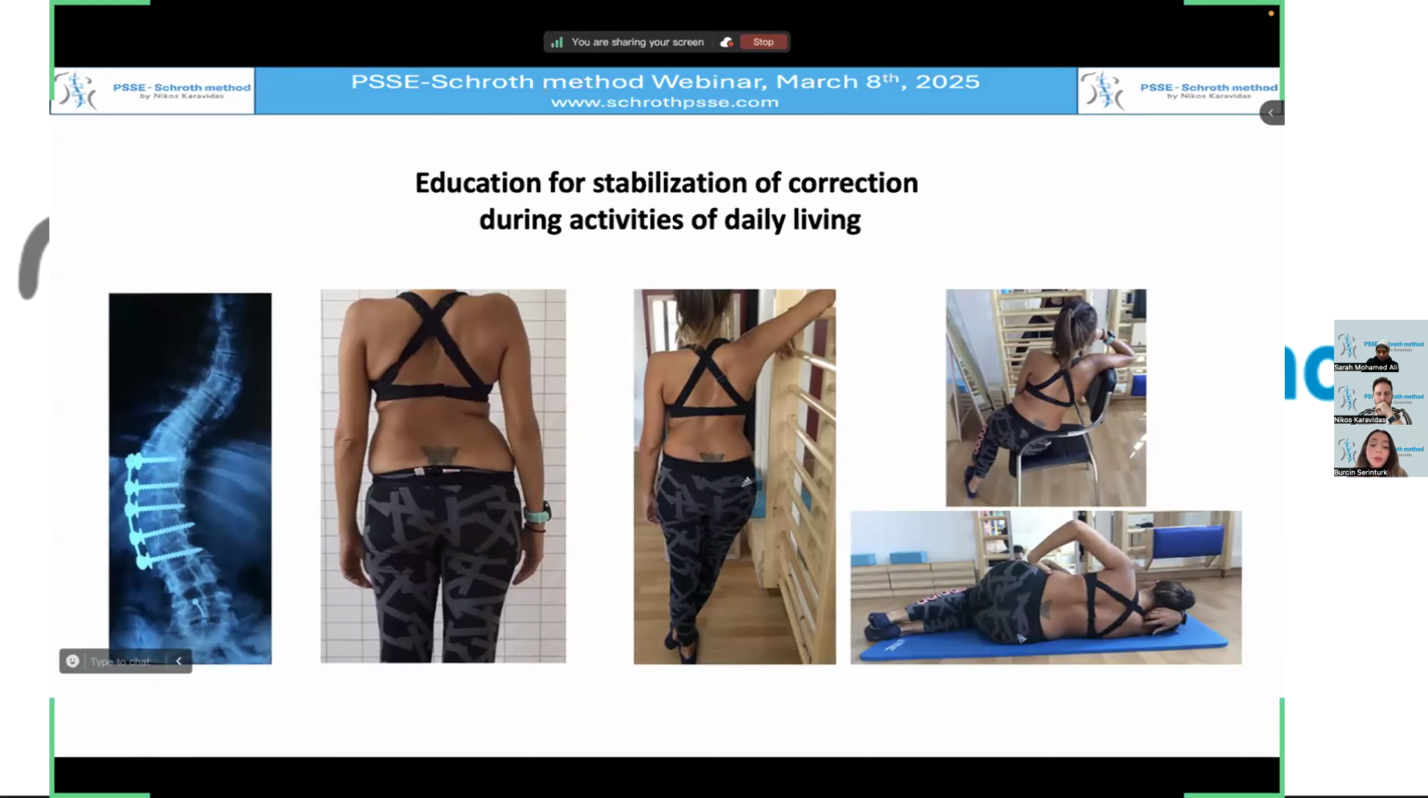recommendations. For example, how to sit this patient, how to stand, how to lie down, which side, or what to avoid in daily life. This is really important, and this is the whole concept behind the 3D principles. Yes, this is the end of my presentation.